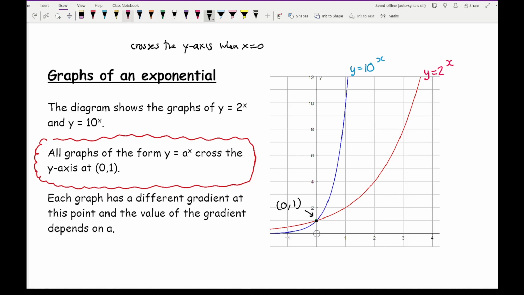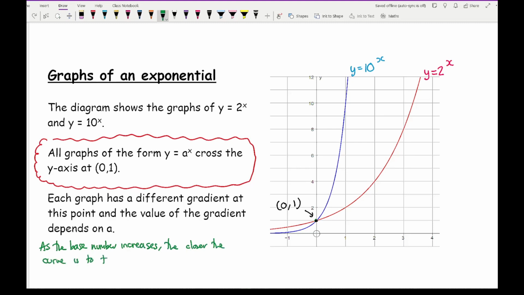Now what you will notice when you start recognizing these graphs is that as the base number, in other words a, increases, the closer the curve is to the y-axis when x is greater than 0, and the closer it is to the x-axis when x is less than 0.